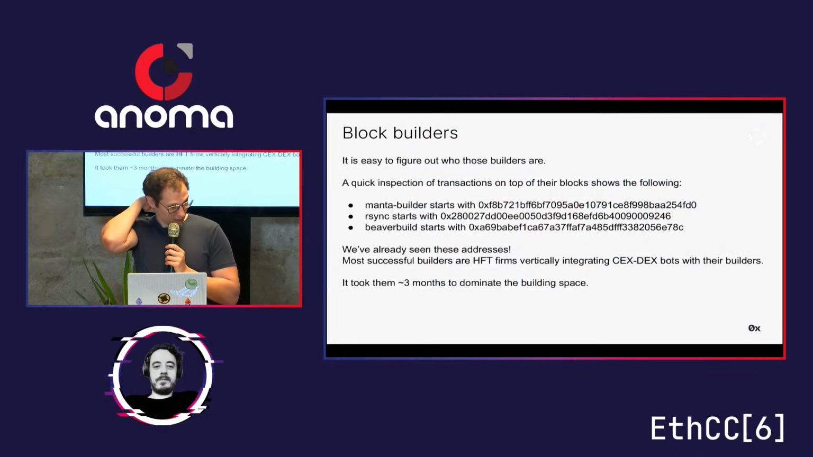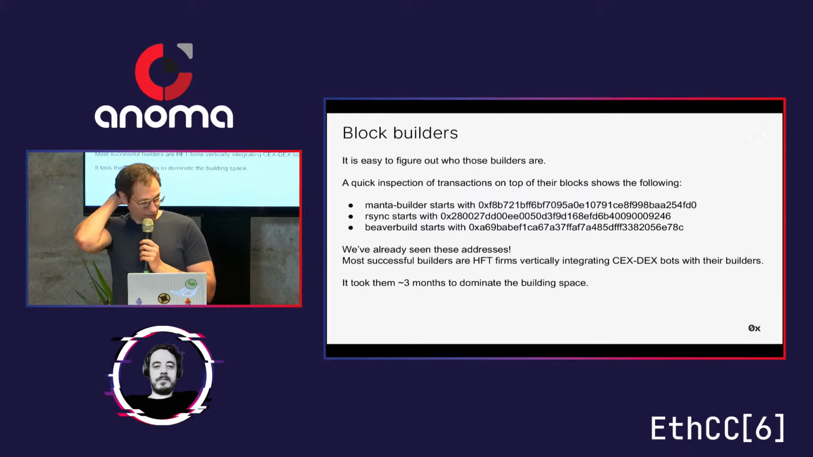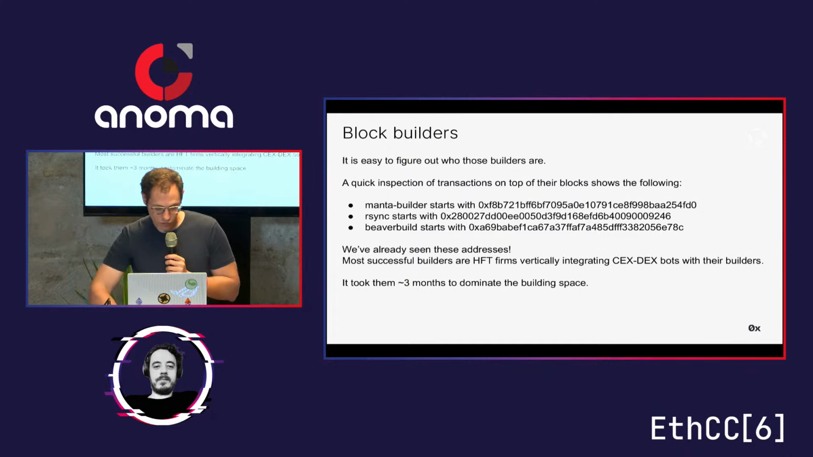It's easy to figure out who those builders are, and you can see who starts their blocks. Like if you're a builder and you run a bot, you want your transactions to be first in the block, obviously, so no one will interfere with your transactions. And you can see that the addresses that start these blocks are like 0x58, rsync is 0x28, Beaverbuild is 0x69. We've seen these addresses a few slides before.